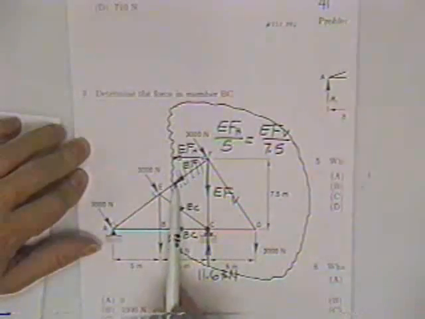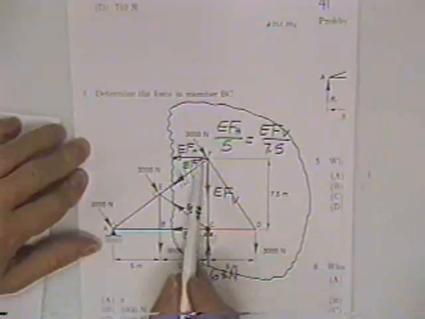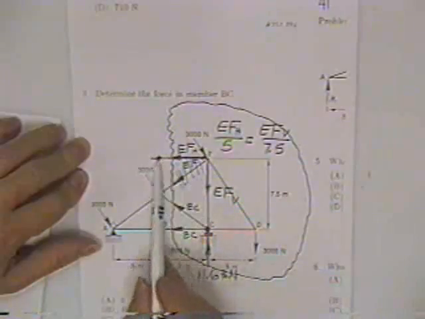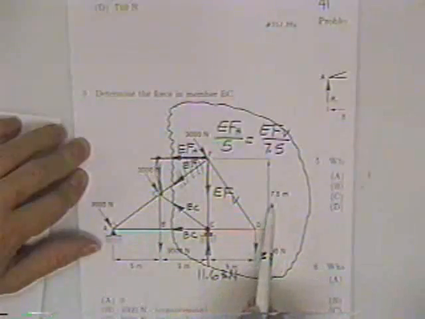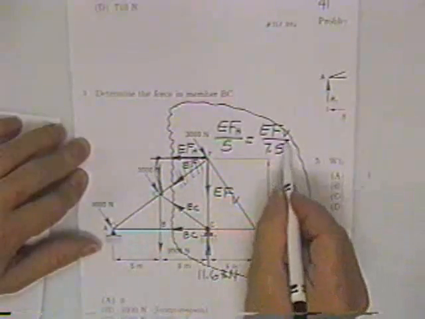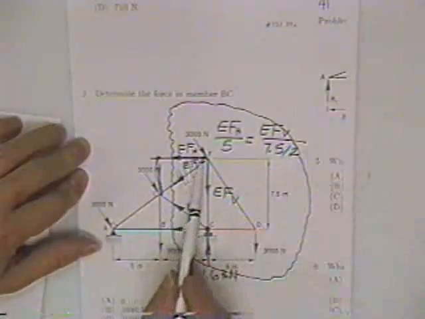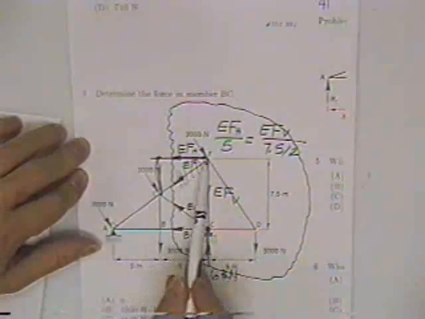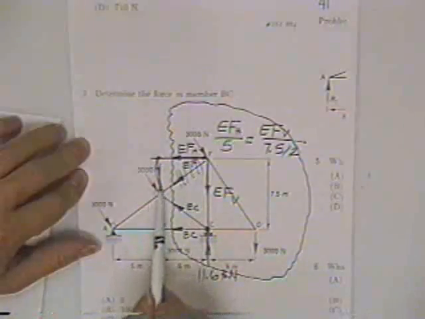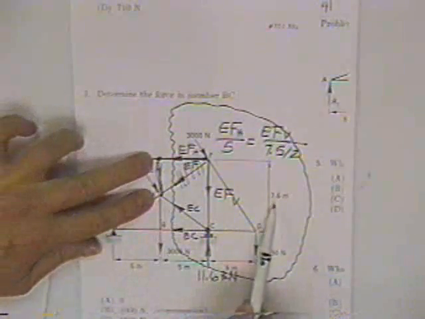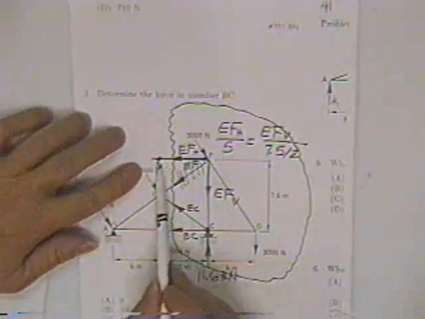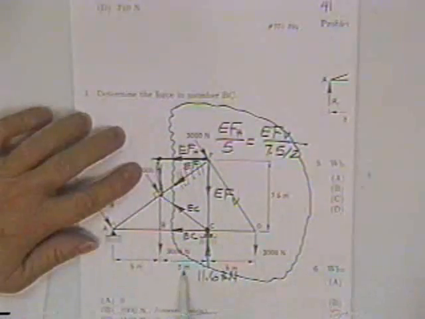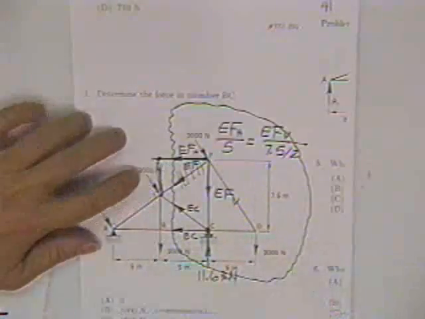Notice where I got that from. This member moves to the left 5, and it moves down 7.5. Oops, I'm sorry. It moves 7.5 total. That's half of 7.5. EF horizontal moves to the left 5. When it moves down, half of 7.5. And therefore, EF horizontal is to the horizontal dimension as the vertical component is to the vertical drop.